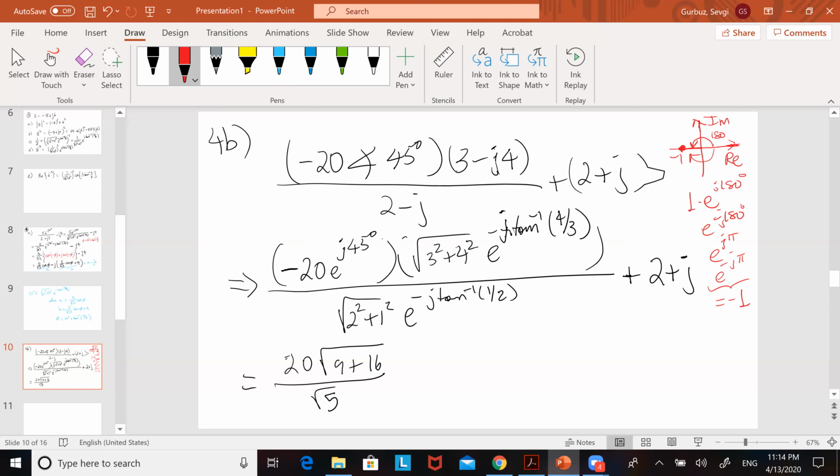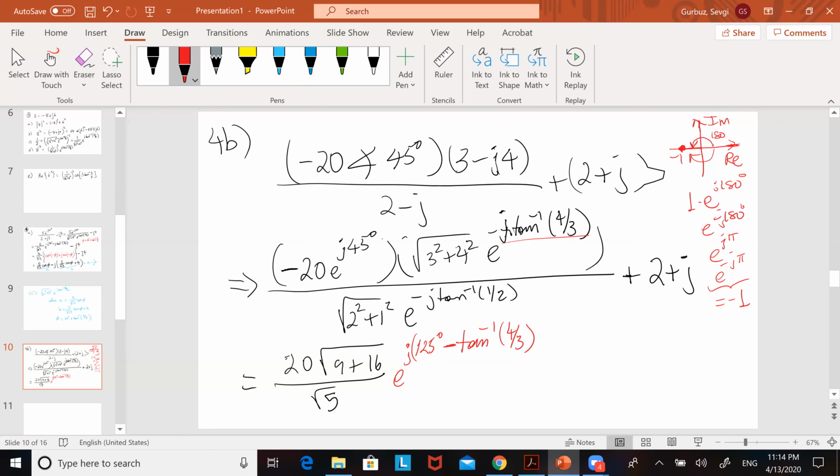That is going to turn into e to the j, 180 plus 45 is 125. So I'm going to write this as 125 degrees. Okay, so this is the minus sign included with the e to the j 45. Then I have to take into account this second term here. So this will be minus the tangent inverse of 4 divided by 3.